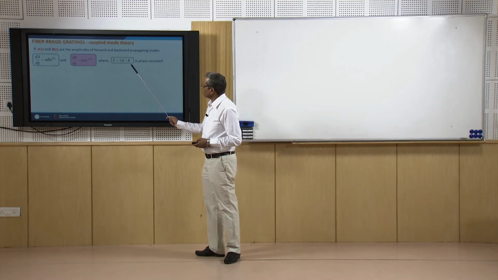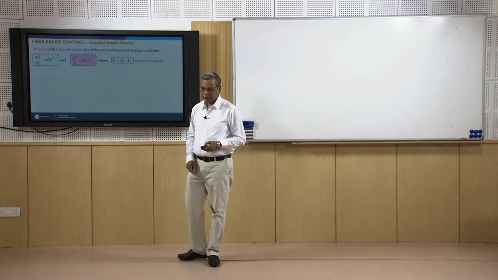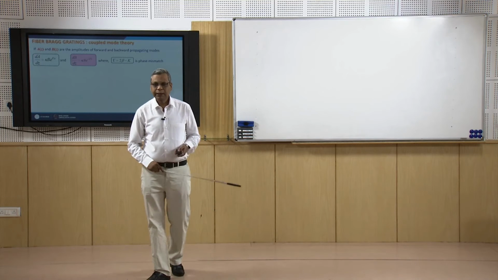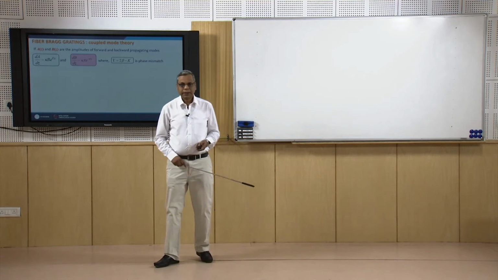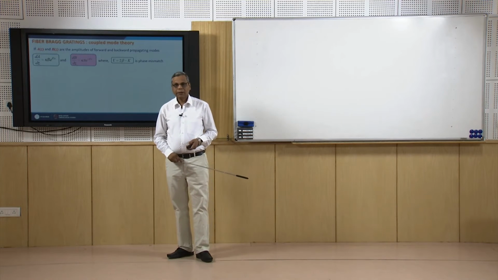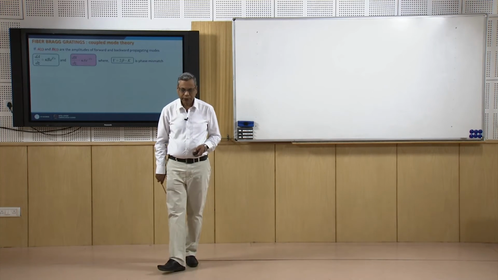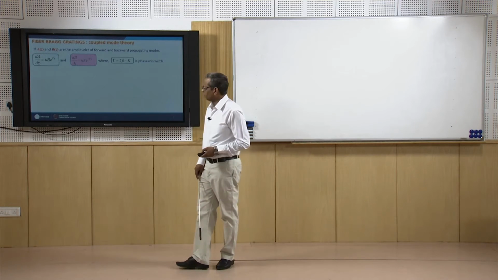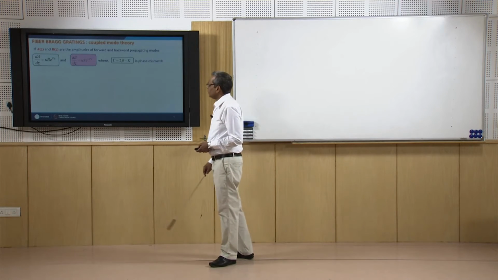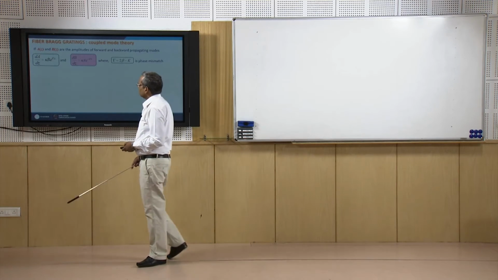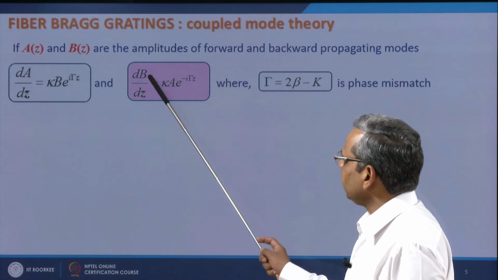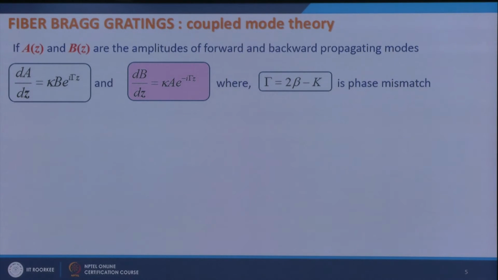If gamma is equal to 0, then there is phase matching between the forward propagating mode and the backward propagating mode. Intuitively it is clear that for efficient coupling between the forward and backward propagating modes, the phase matching condition should be satisfied. So, gamma should be equal to 0. If I look at these two equations, the equation of A contains B and the equation of B contains A. So, these are coupled equations, and this theory is known as coupled mode theory.